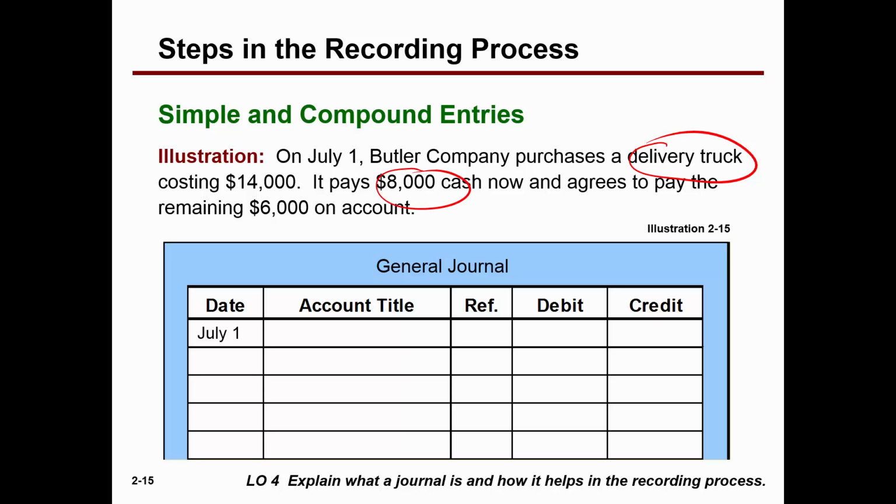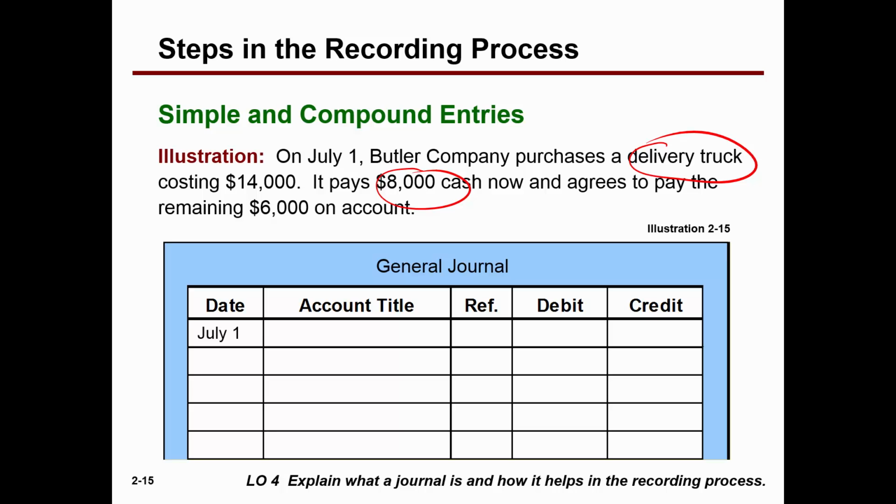So now this delivery truck is not $8,000 cash we're paying, but it's all $14,000. And you got to remember now, at least two accounts have to change. At least two means could be two or more. In this case, you got to record this $6,000 going someplace, right? And remember now, you owe this $6,000. Owing is a liability. So let's take a look at the entry.